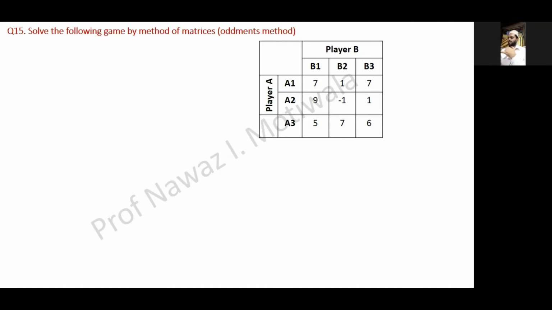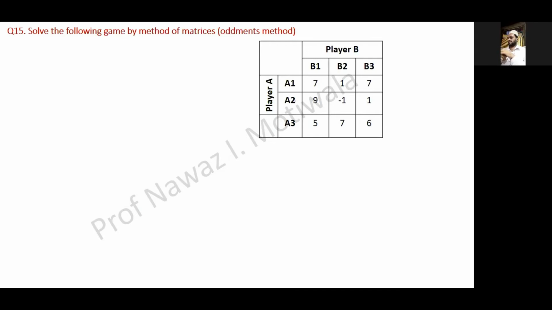And then you can follow any method. You can go by dominance, you can go by Oddman, you can go by the formula method. But the first step in any problem will be to check for the saddle point if nothing is given in the question. But here directly they have given solve the following game by method of matrices or Oddman's method. So in this case, you don't need to find the saddle point. You directly start with the Oddman method part. Okay, let us start with this problem.